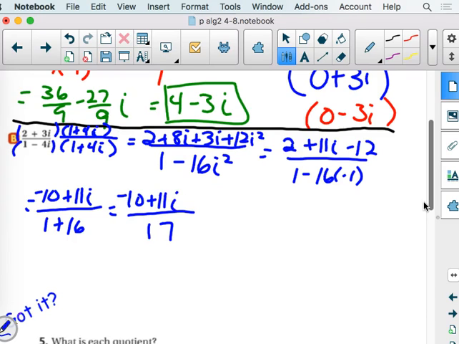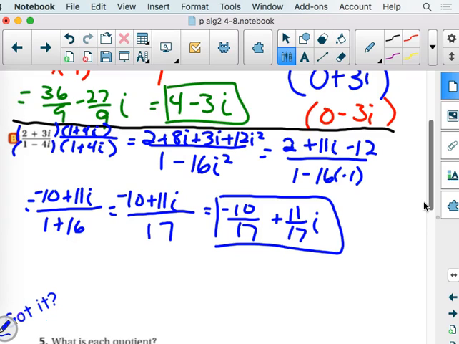And the easiest way to see if it can be reduced is just to write it in standard form. So negative 10 17ths plus 11 17ths i. Just divide everything up there, the two terms, by 17. Can we reduce negative 10 17ths? No go? Okay, how about 11 17ths? Nope, that one's done. So there's no reducing involved in this one at all. Just put it in standard form and stop.